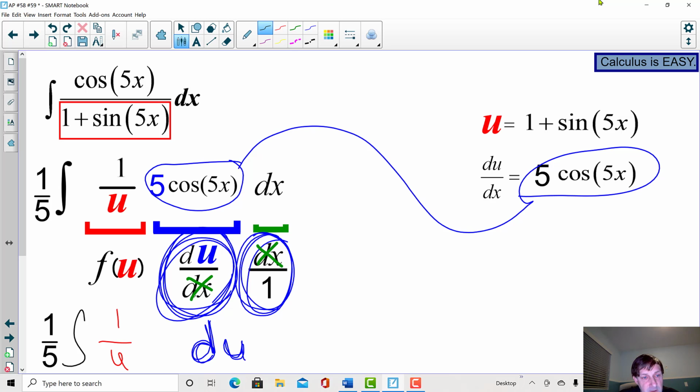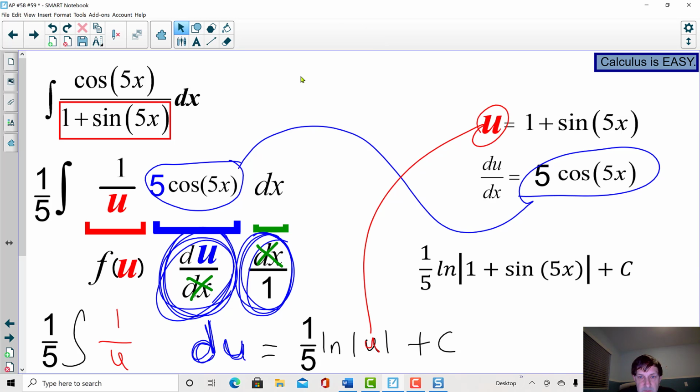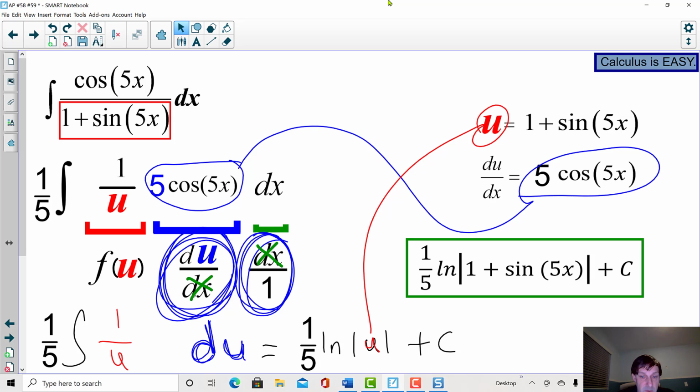Now this is a really easy integral to do. This is going to be ln of absolute value of u plus c. Don't forget your 1/5, and don't forget to trade your u for all of that stuff. And there we go, there's our final answer. Let's put a box around it. The answer's in the green box.